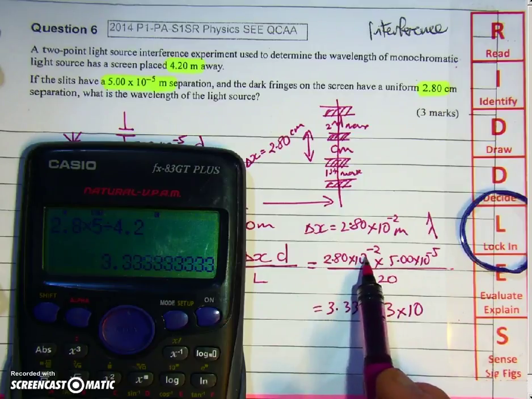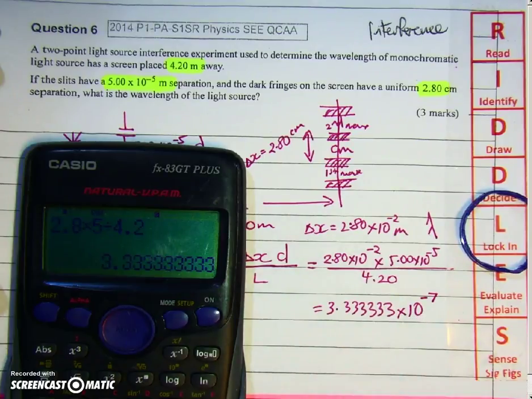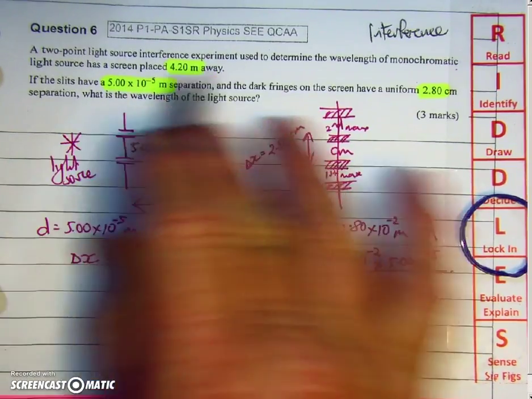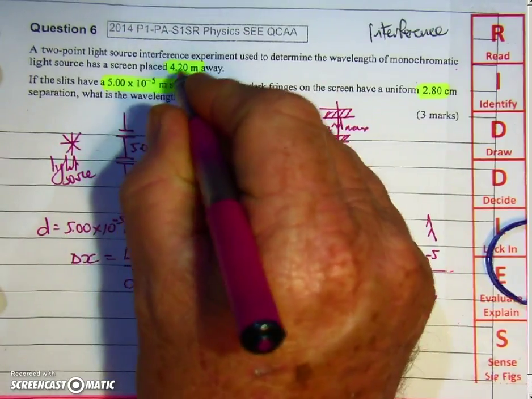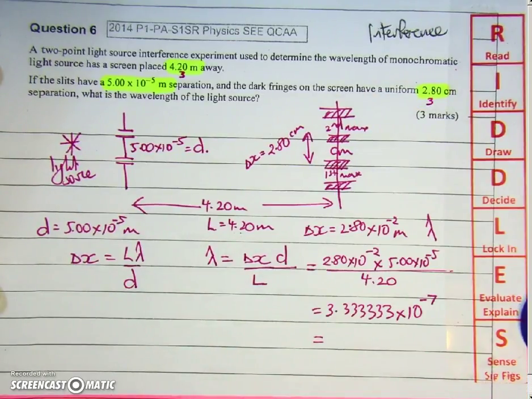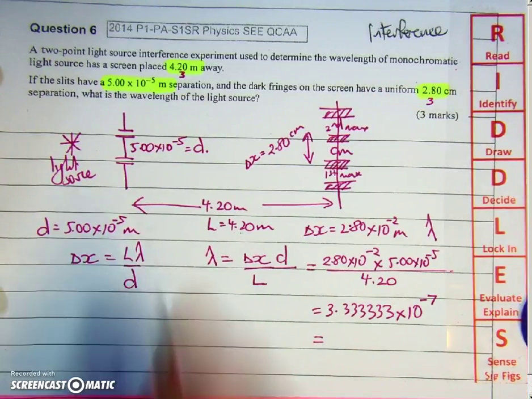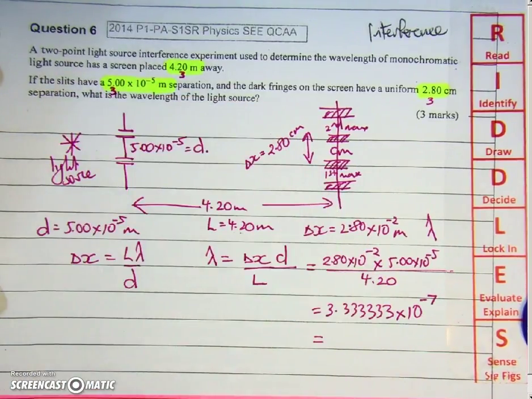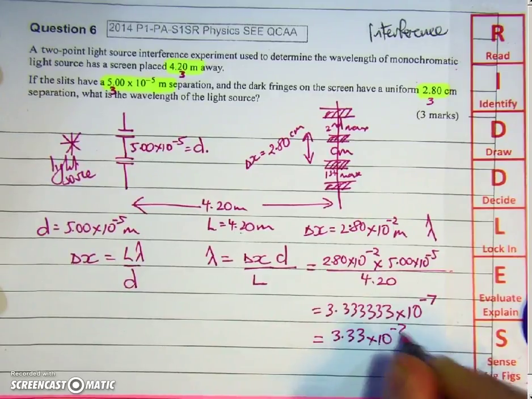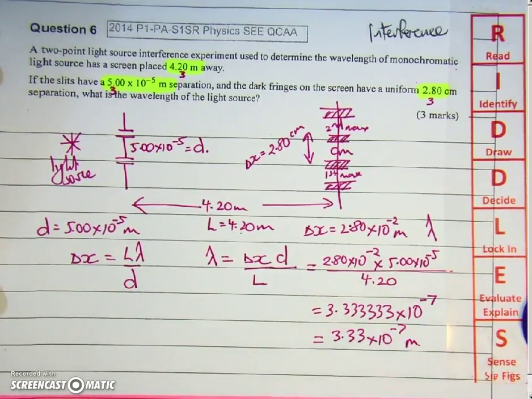On our top line, 10 to the negative 2 and 10 to the negative 5. If we add our indices, that gives a total of 3.33 by 10 to the negative 7. To work out how many significant figures to use in our answer, we need to have a look at the information that we're provided. 4.20 is 3 significant figures. 2.80 is 3 significant figures. And 5.00 is 3 significant figures. So all of our information is provided as 3 significant figures. So we need to give our answer to 3 significant figures as well. And our unit is in metres.